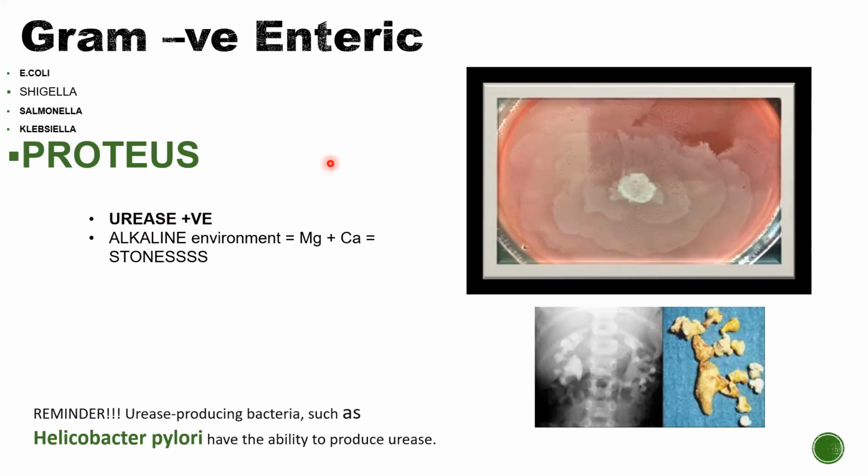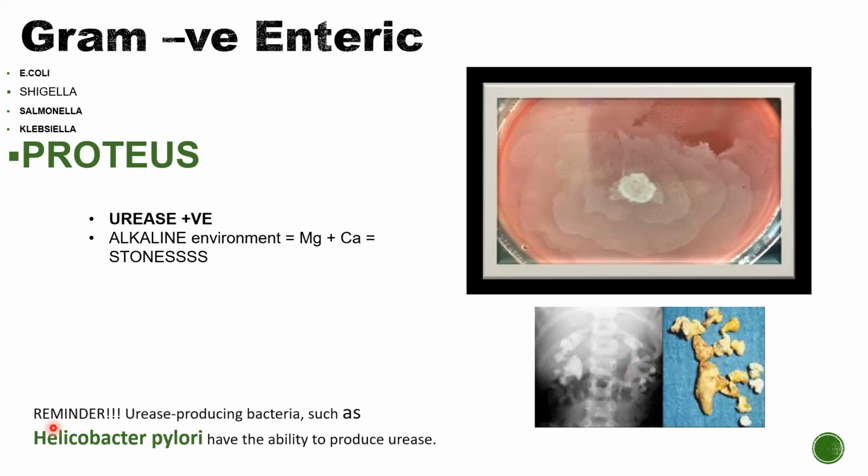And this ammonia is very basic, very alkaline. And when you have an alkaline environment, it causes the precipitation of magnesium and calcium, and you get stone formation, because these precipitate together. So any question that's going to hint towards Proteus is either going to mention urease or something about kidney stones, or stones within the urinary tract. Whenever you see stones in a question or urease, think of Proteus.